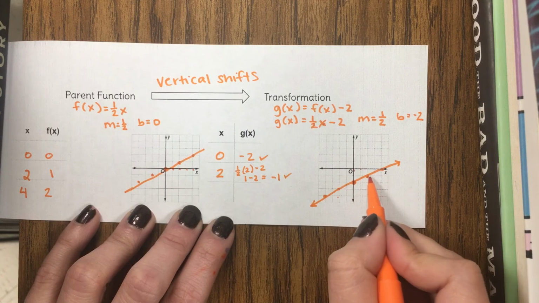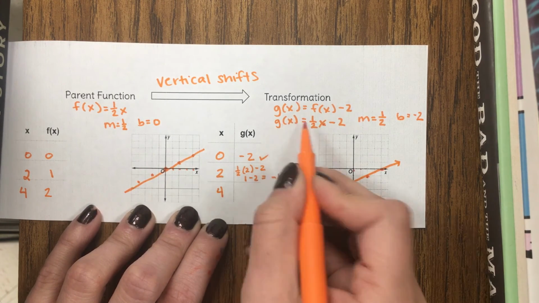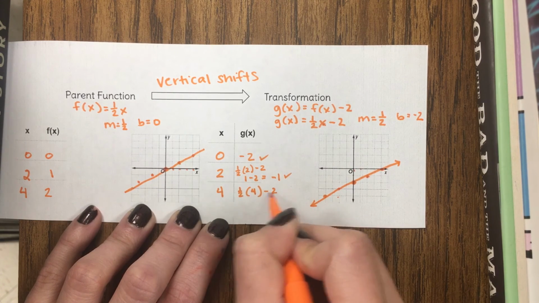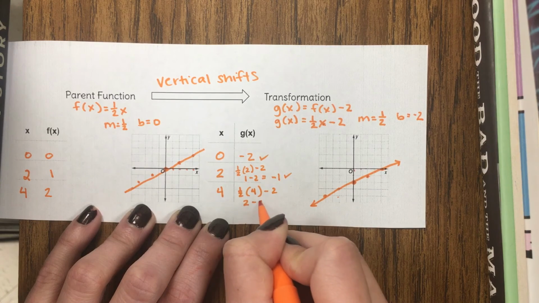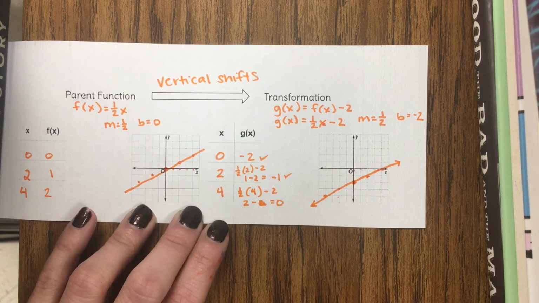And let's try, it looks like it hits at 4, so let's try 4 for my next x. And I'll do 1/2 times 4 minus 2. 4 times 1/2 is 2 minus 2 equals 0. Does it hit 0? Yes, it sure does.